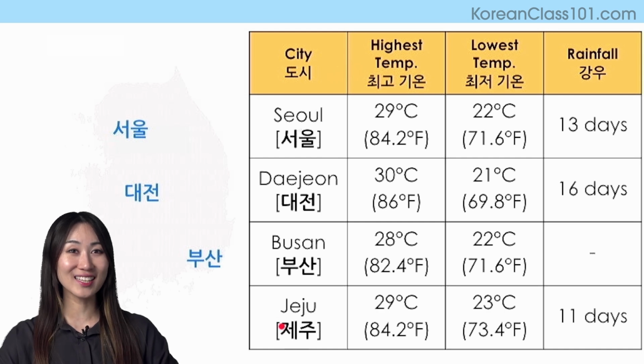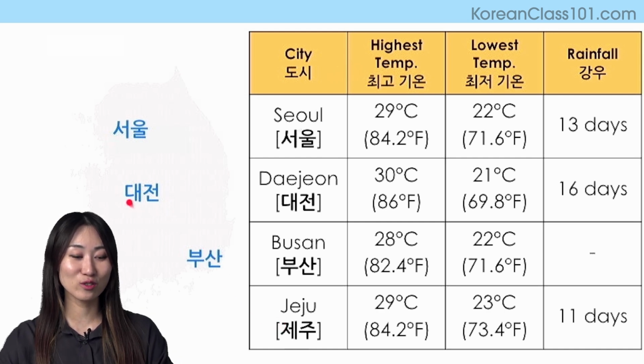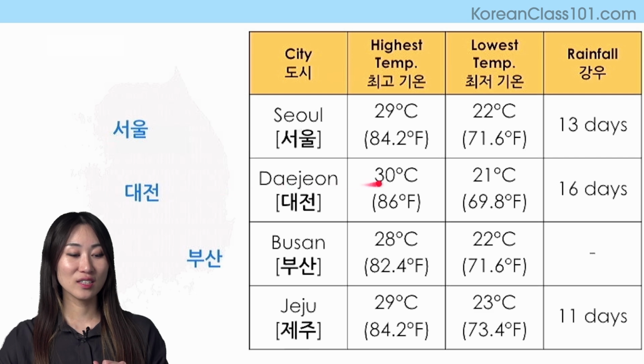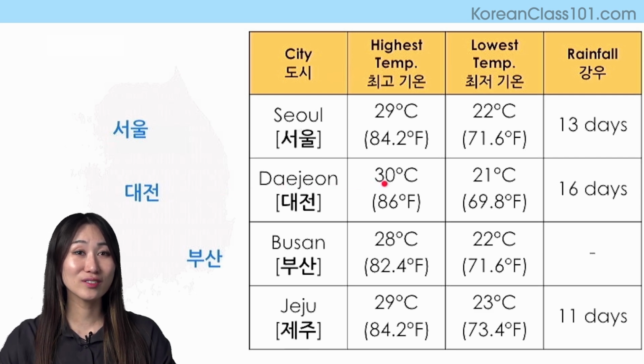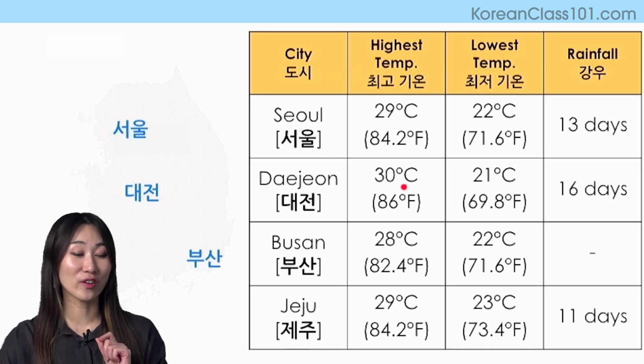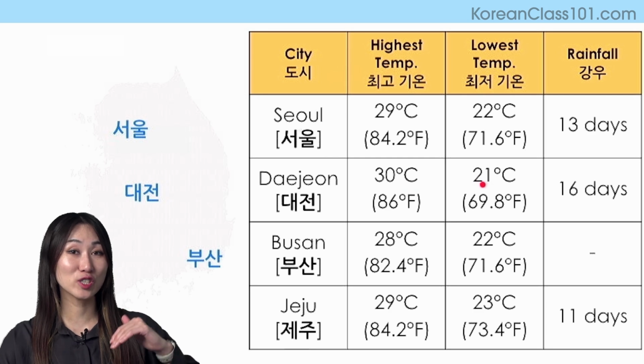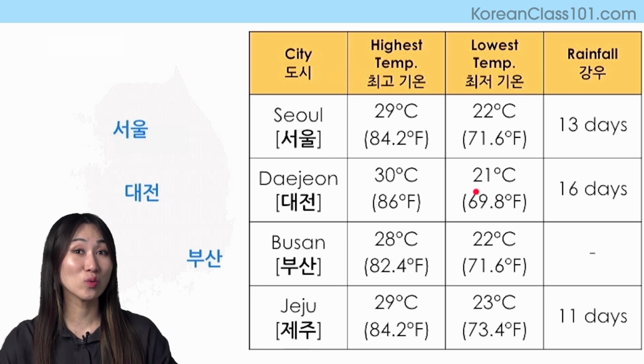Okay, so let's look at Daejeon now. Daejeon, do you see here? Yes, this city is in the middle of Korea, so between Seoul and Busan. Busan, the second biggest city. When you look at this, actually, Daejeon is hotter than Seoul. So it's 30 degrees. 30도예요. And the lowest temperature in July is 21 degrees.